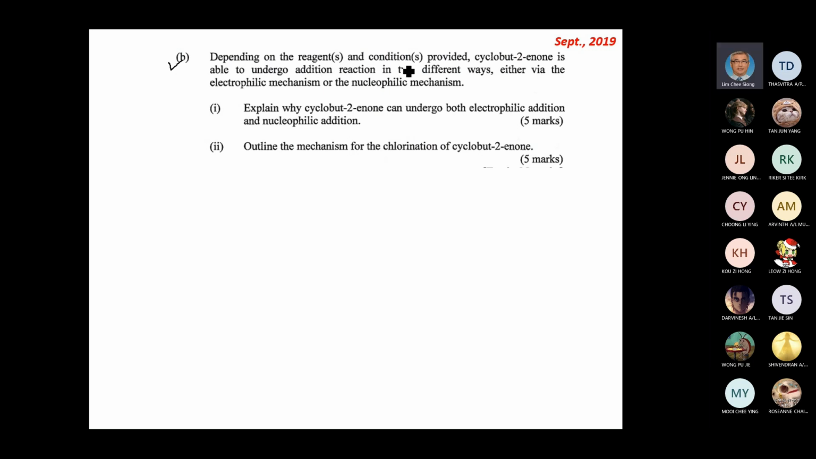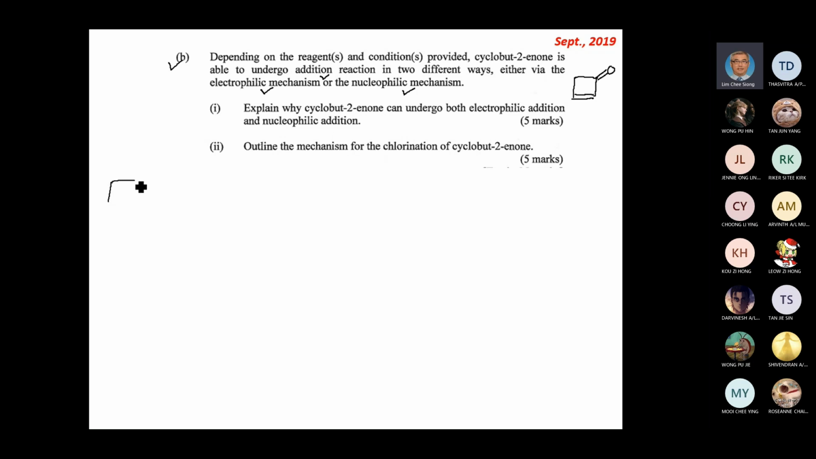Depending on the reagent and condition provided, cyclobutenone, cyclobutene. Here's the carbonyl, carbon number 1, carbon number 2 with a double bond. Here cyclobutenone is able to undergo addition reaction 2 different ways, either electrophilic mechanism or nucleophilic mechanism. Explain why cyclobutenone can undergo both electrophilic addition and nucleophilic addition.